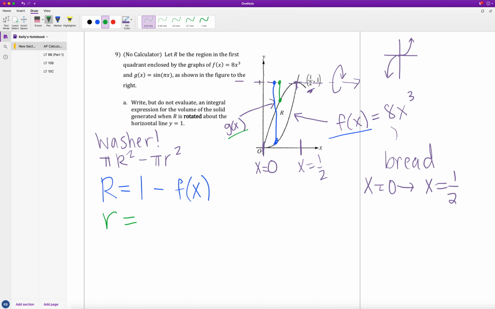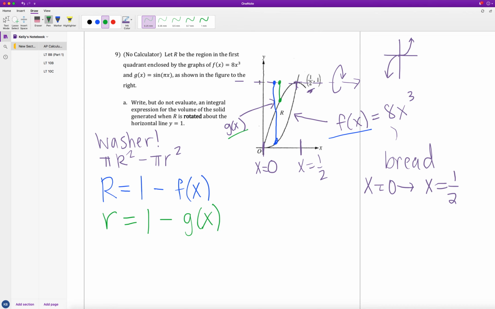I can do the same thing to find my little radius. So my little radius is starting at the axis of revolution and going down to this sine curve, which is g of x. So I'm also thinking top minus bottom. So the top curve there is 1, minus the bottom curve here, which is this sine curve, but they called it g of x. I might as well take that and use it to my advantage so I have less to write out.